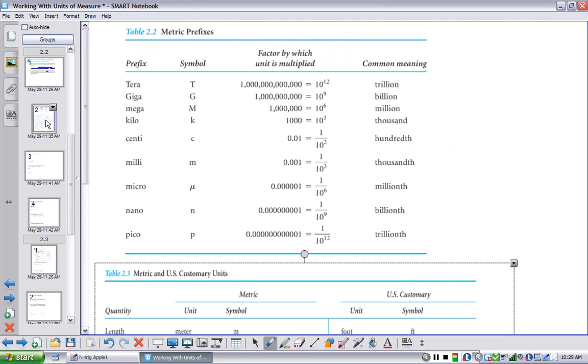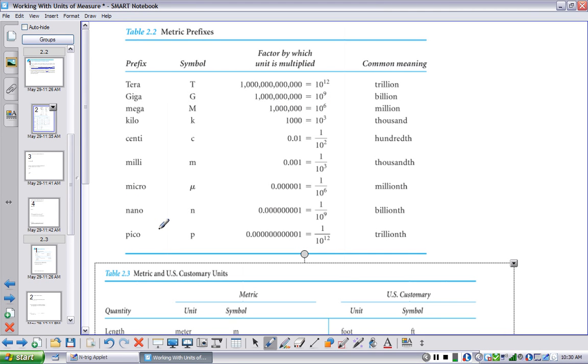Now, since we have powers of 10, we have some prefixes. The prefix is tera. It means trillion. Giga, and we're all accustomed to gigabytes in dealing with computers, means billion. The giga is 10 to the 9th power. If you count the number of zeros, there are 9 zeros there. Mega, we use megabytes. That's like million. Notice that 10 to the 6th power, there are 6 zeros.